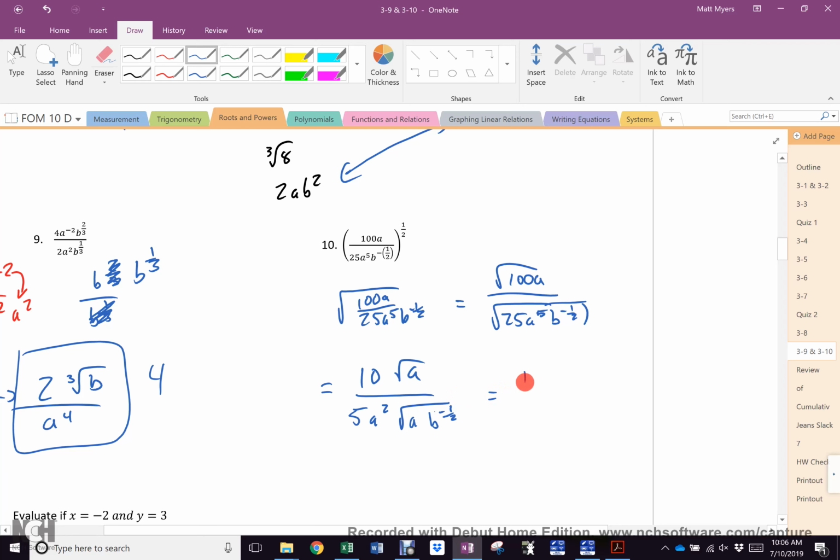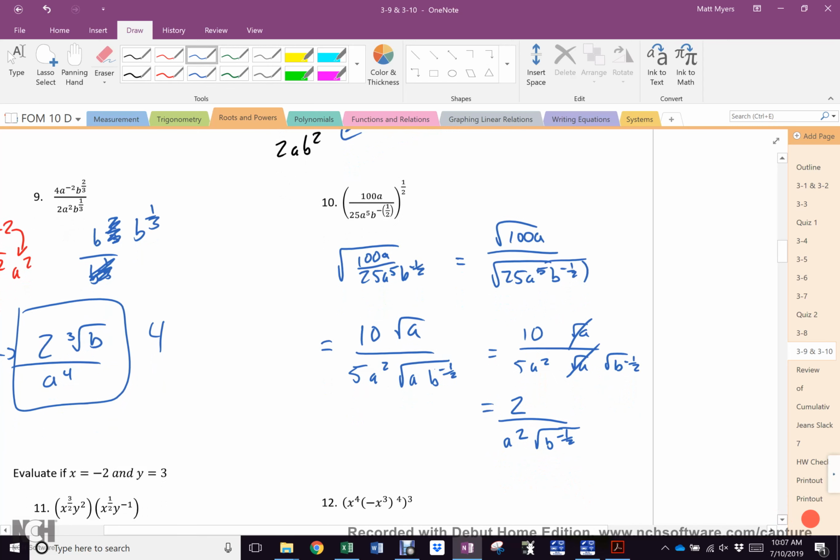Although, isn't it 10 root a over 5a squared root a root b to the negative 1/2? What do you see right there? Cancel them out. So they end up disappearing. What about 10 and 5? What's 10 over 5? 2. And now on the bottom, I've got a squared root b to the negative 1/2. Right? Could you get to there?